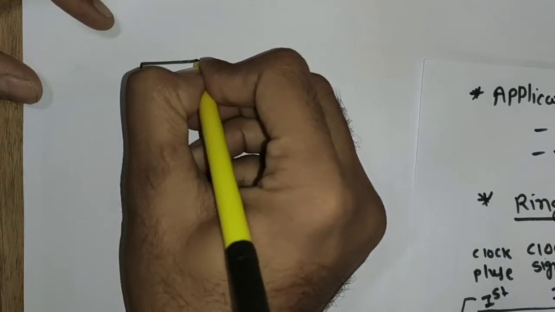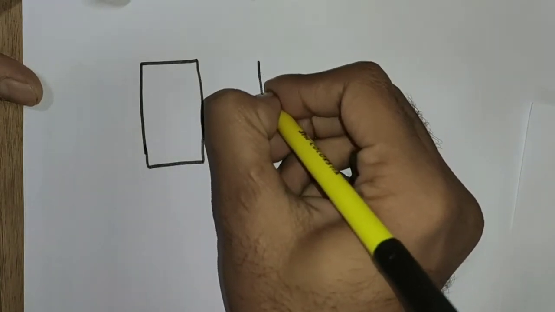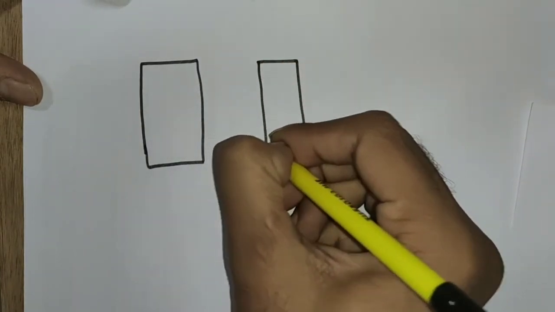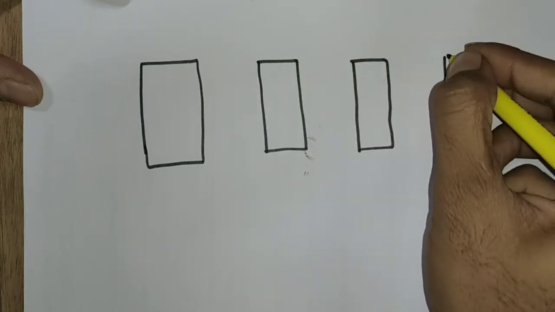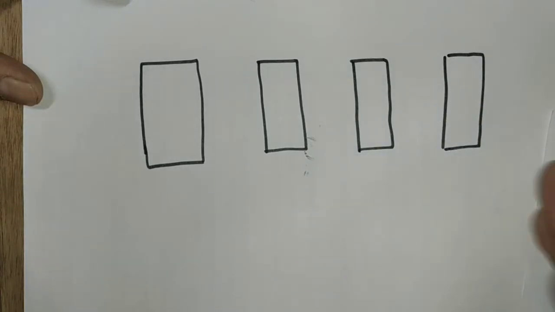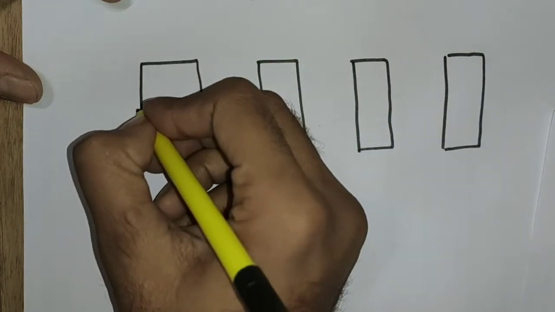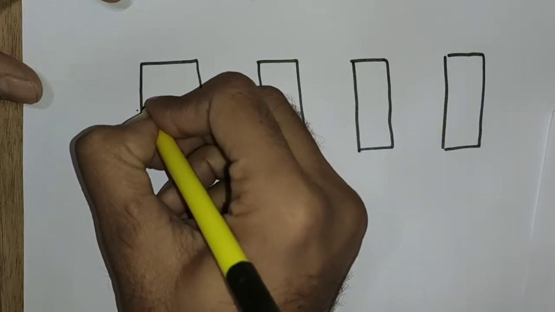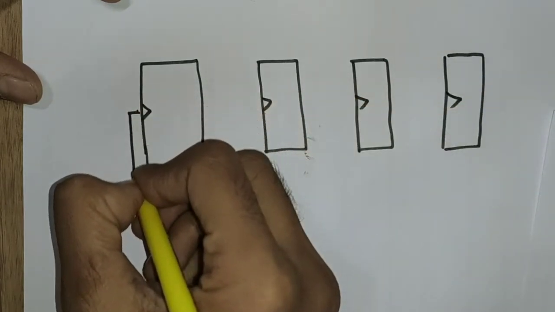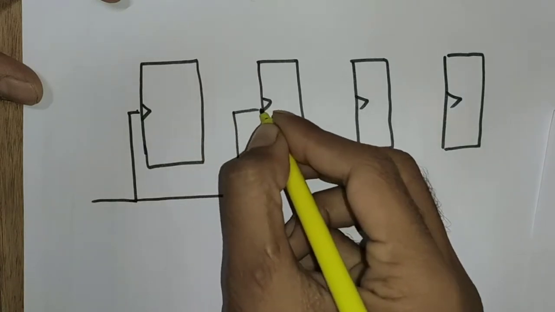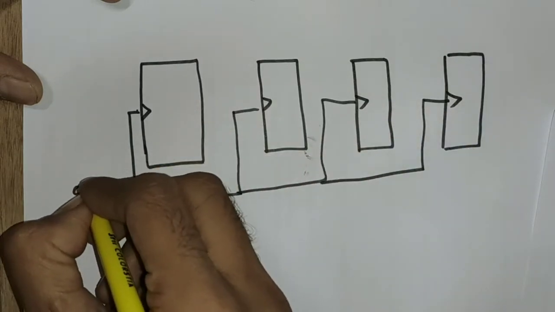So this is the first, now this is the second, third and fourth. Now we apply the clock pulse to each and every flip-flop. This is positive level triggering, because we count the clock pulse as 1. So this is the clock signal.